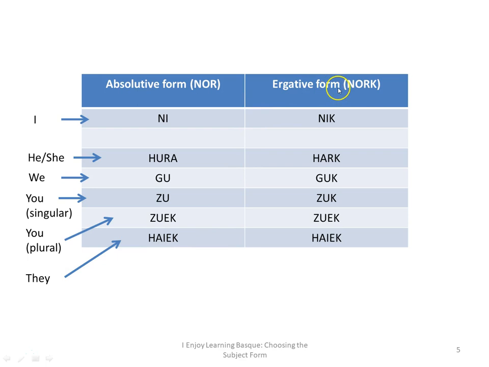And in the ergative form, or NORK, it is nik, hark, guk, zuk, zuek, and haiek. Zuek and haiek are the same in both the absolutive and ergative forms.